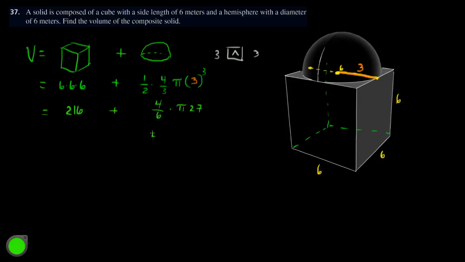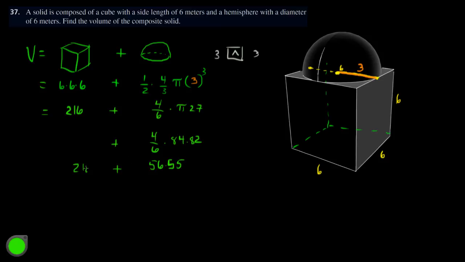So I'm going to have 4/6, I know that reduces to 2/3, times 84.82. And I'm going to multiply this by 4, and then take that answer and divide by 6. So don't be scared of that. So multiply by 4 and divide by 6. And so the volume of just the hemisphere is 56.55.